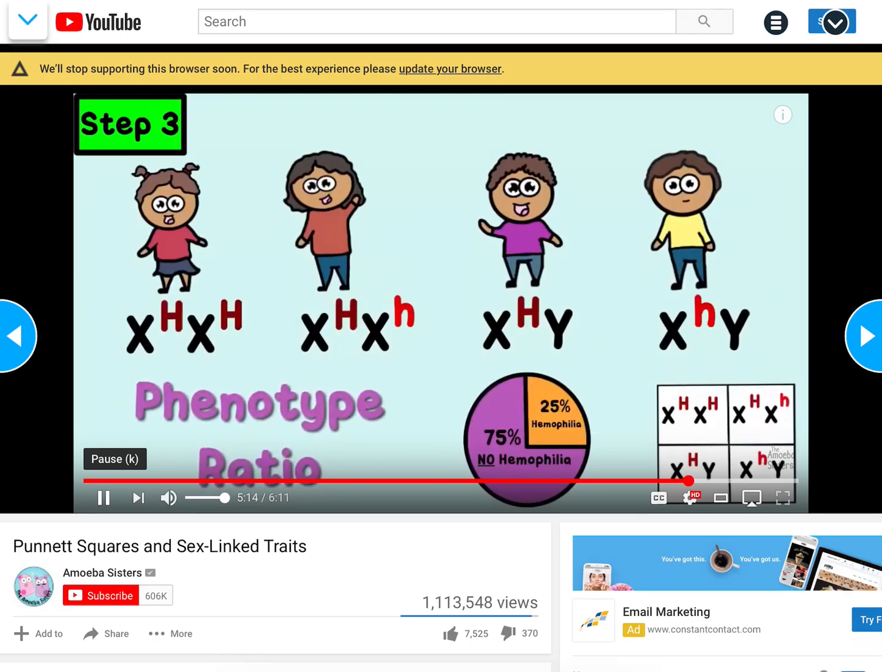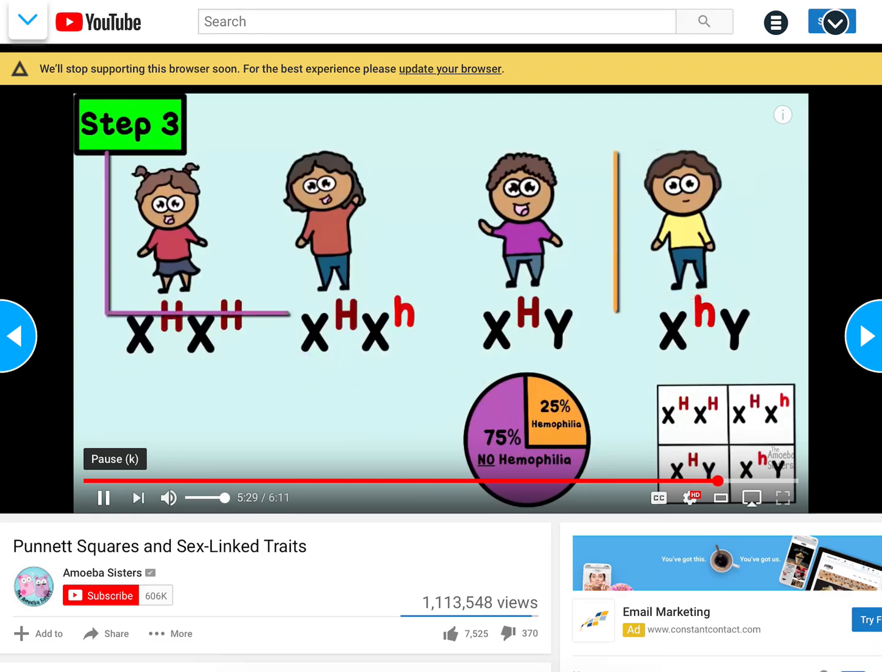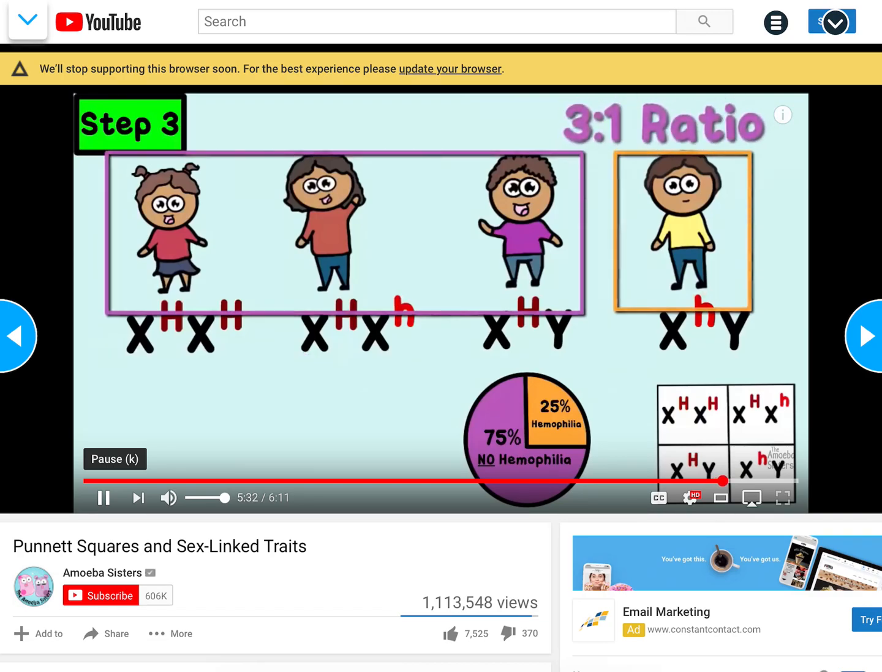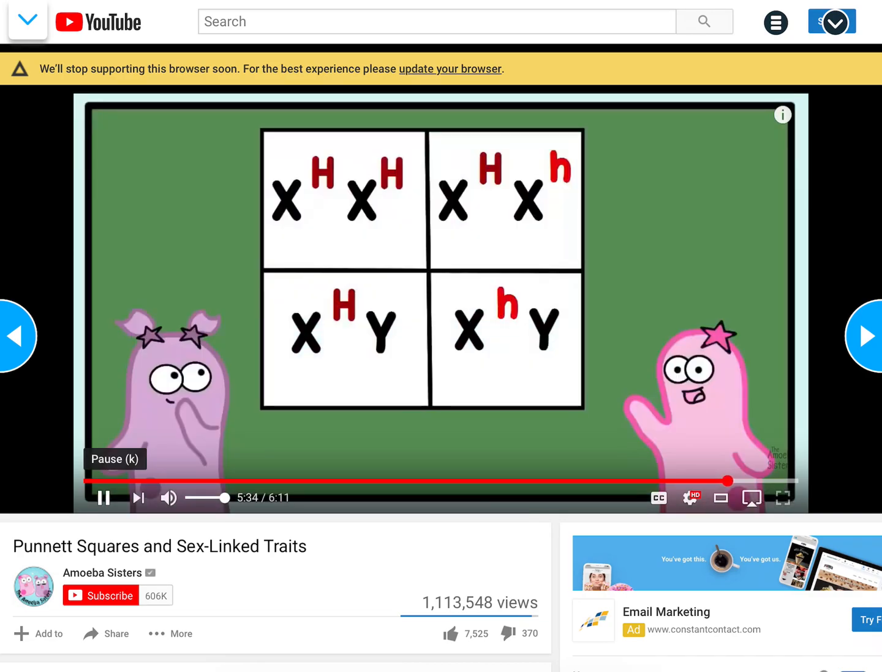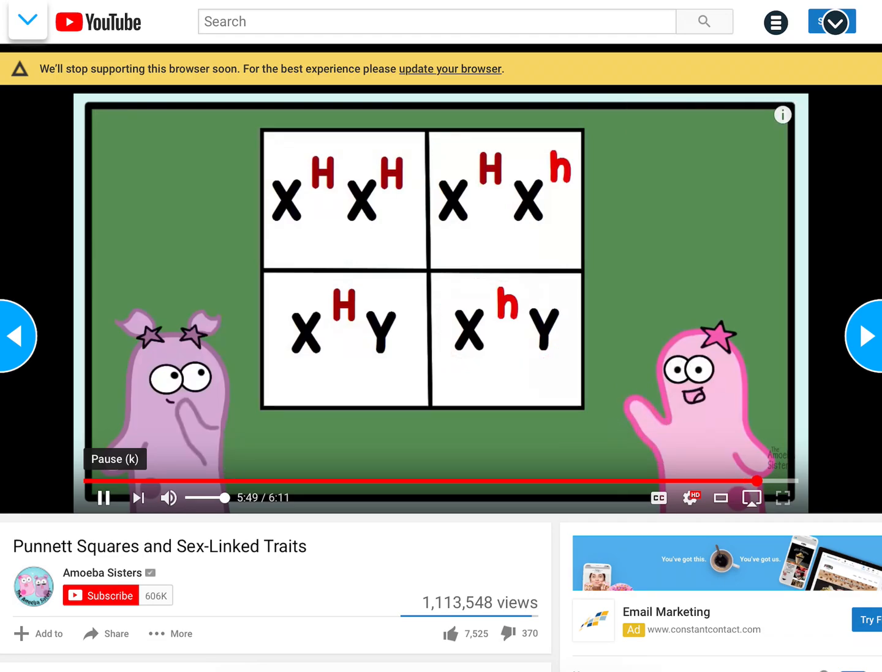The phenotype ratio, remember that these are the observable traits, can be written out that there is a 75% chance that the child will be born without hemophilia and a 25% chance that the child would have hemophilia for this boy here. You could also make this a ratio, so 3 to 1. Notice that in this type of example of a sex-linked recessive disorder, males are more likely to inherit this disorder because there is only one X chromosome present. This is true for many other sex-linked recessive disorders, such as color blindness.